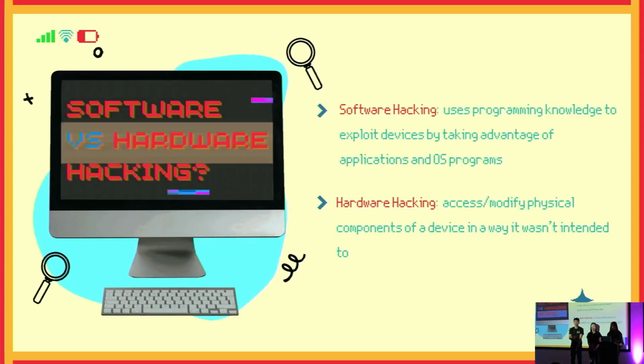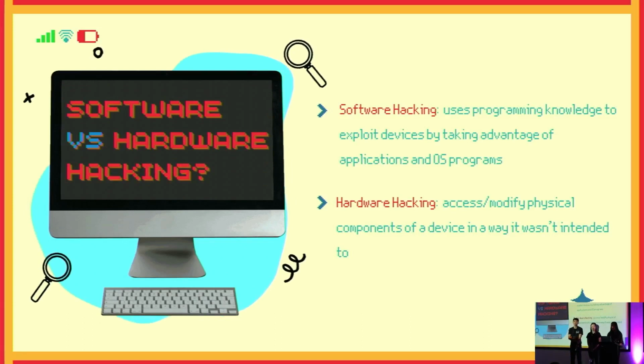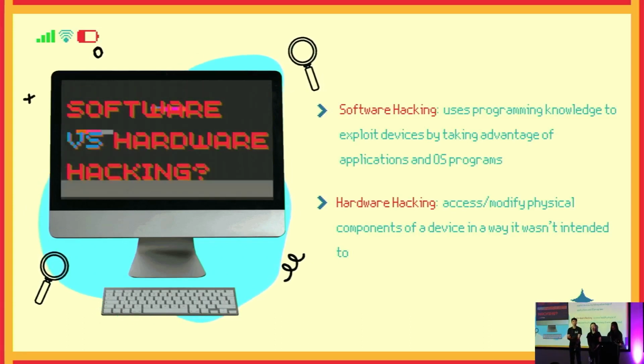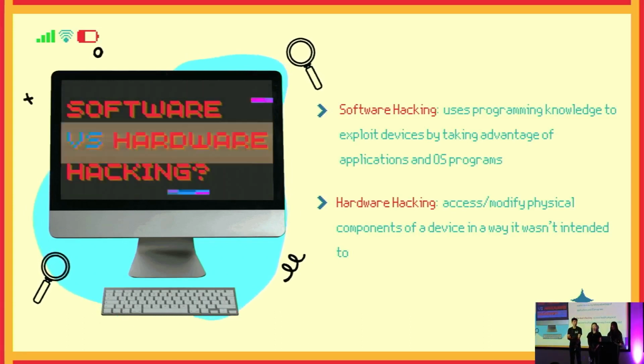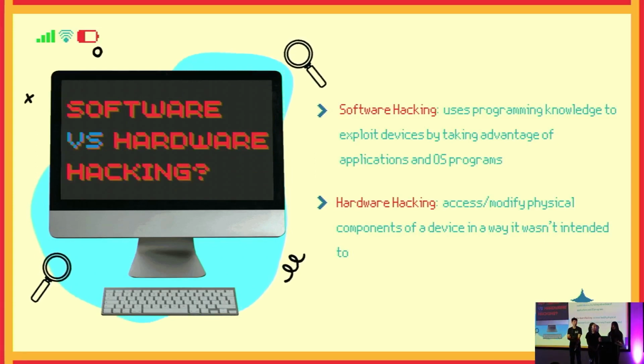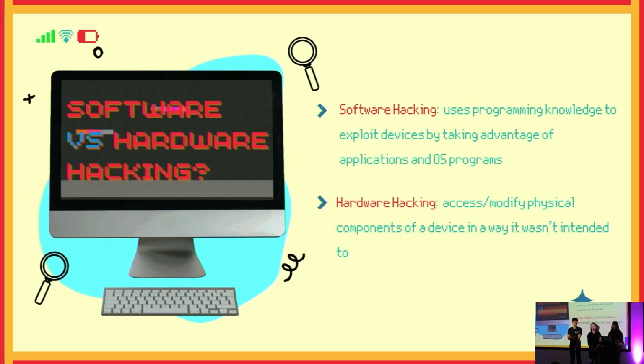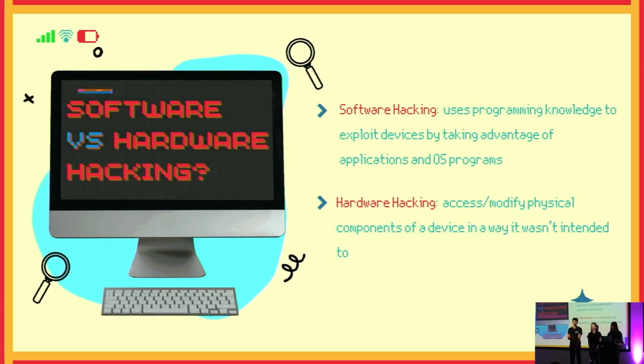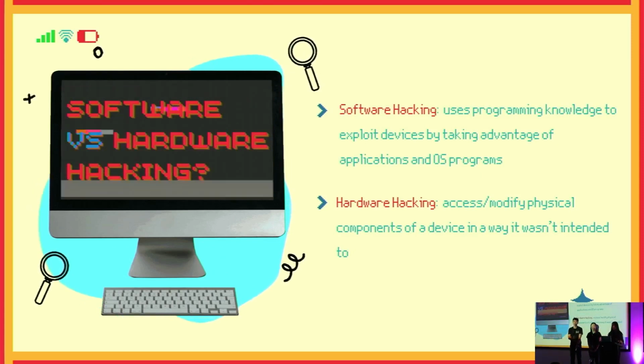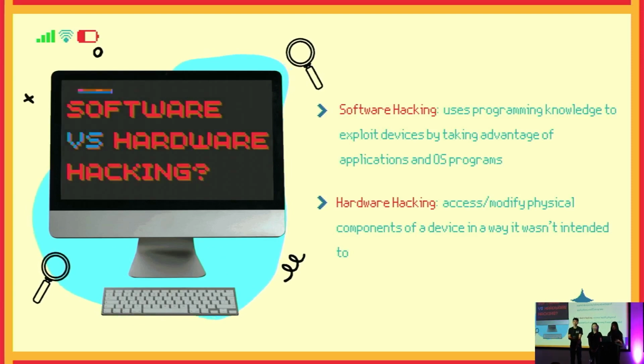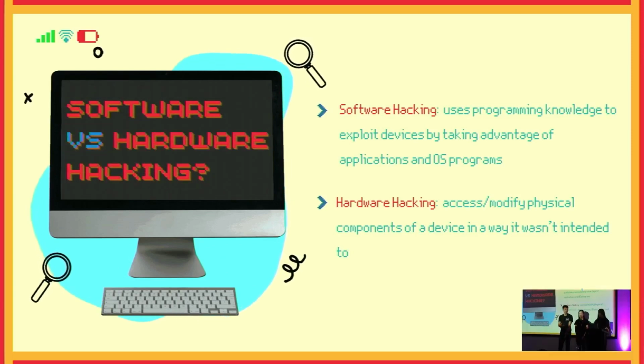Let's get started. So, software versus hardware hacking. Software hacking is the use of program knowledge to take advantage of the many applications and OS programs available on your embedded device. On the other hand, hardware hacking involves modifying physical components of a device in a way that it wasn't intended to. We'll go over the following hacking methods in a few slides.